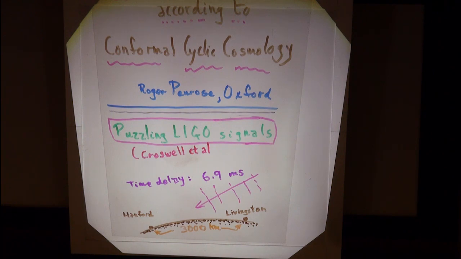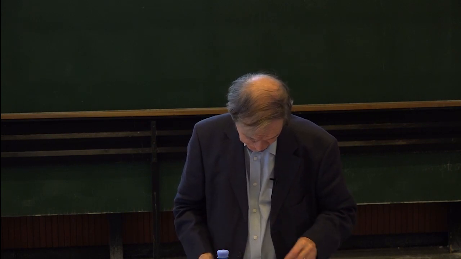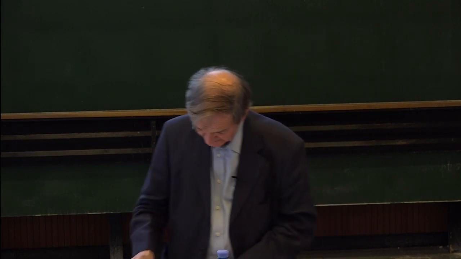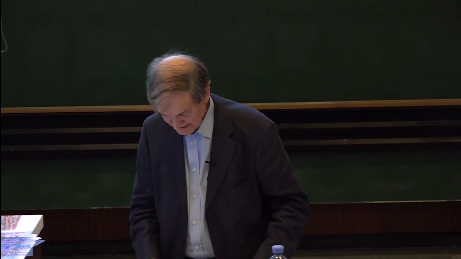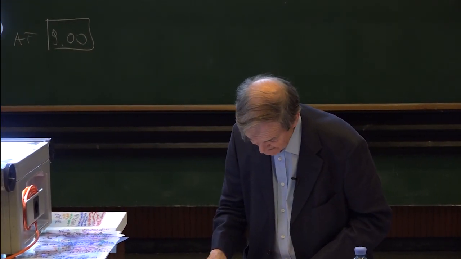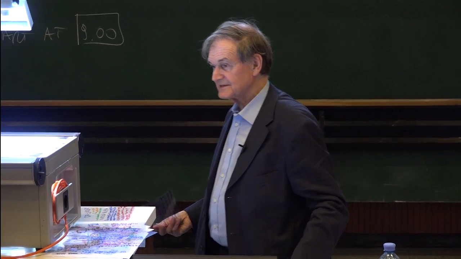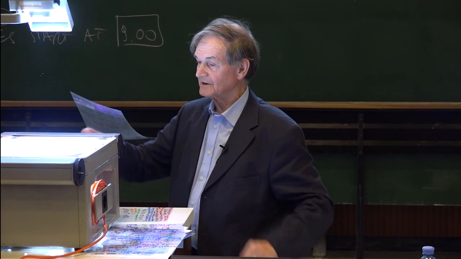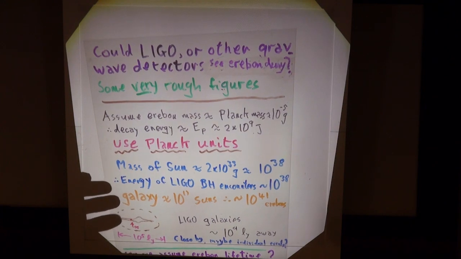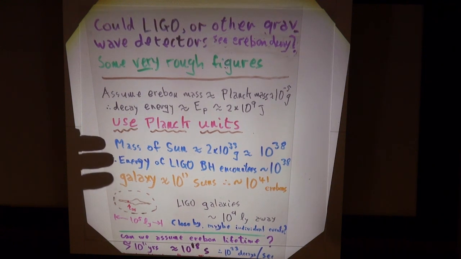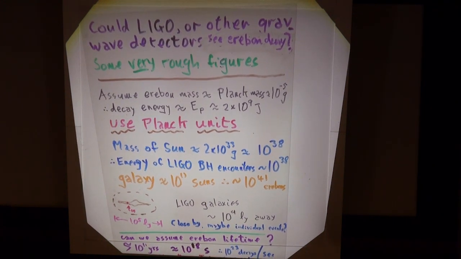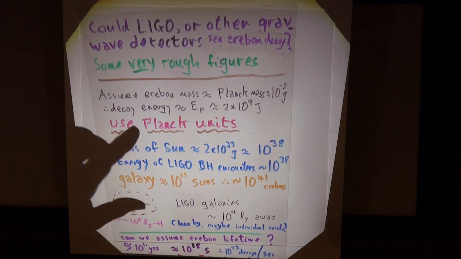Now, I got very excited about this, a little too excited, probably. Well, that's what happens in a sequence like that. I got a bit excited about that, and I even put a thing on the archive trying to say maybe these are erebon decays. Well, maybe they are, but that was before I started to do calculations on how many of these things there were. Now, this is my last slide here. So I was trying to count and see how many you'd expect to see. Well, how big is the sun in terms of how many erebons are in the sun? I'm using Planck units here.